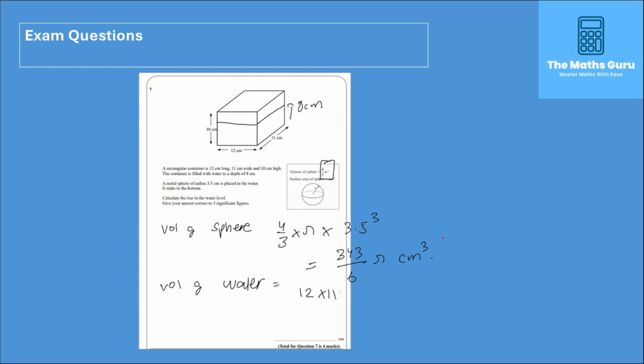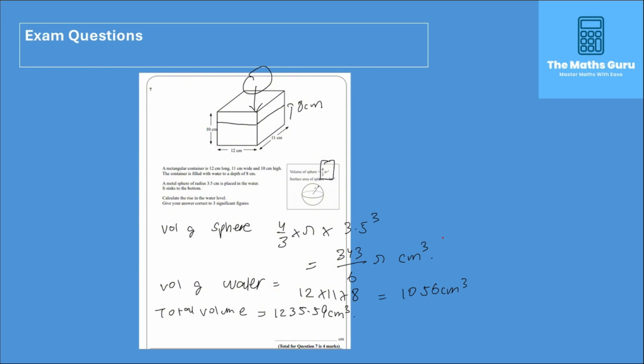Okay, now looking at our volume of water, we have 12 times 11 times 8. That is our formula for the volume of a cuboid. So this gives us 1056 centimeters cubed. Now, if we add the volume of the water to the volume of the sphere, which is going to be the total volume after they get brought together, we get the total volume equal to 1235.59 centimeters cubed.